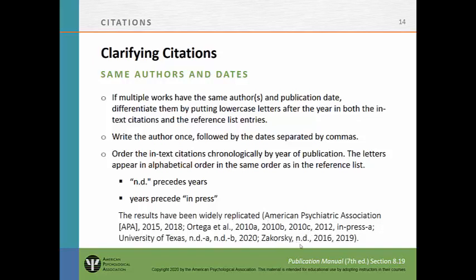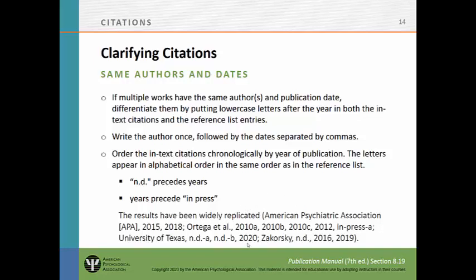Zarkowski, n.d., 2016, 2019. n.d. stands for no date. These are works that aren't dated. There's no publication date listed on them, and you list them before years. In press is what you use for a work that has been accepted for publication but is not fully published yet. You may get this if an author sends you a manuscript in advance, or very frequently today online, journals will publish the paper online first, but they haven't figured out which issue it's going to go in or what the page numbers will be, so they'll call it something like online first. That's in press. In press means accepted for publication but not out yet.